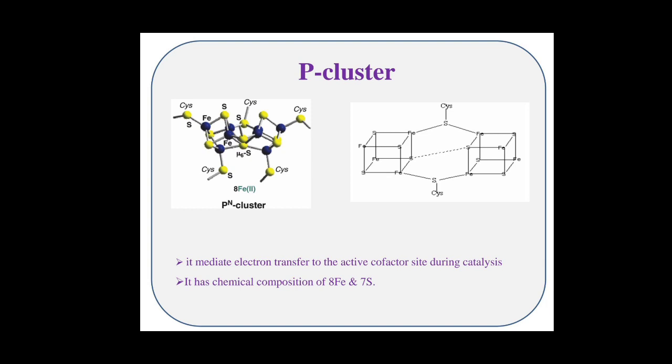It accepts electrons from the iron protein and transfers these electrons to the iron molybdenum cofactor, resulting in activation and reduction of nitrogen. During the 2-electron redox cycle, the P cluster undergoes significant structural change between two oxidation states, PN cluster and POX cluster.